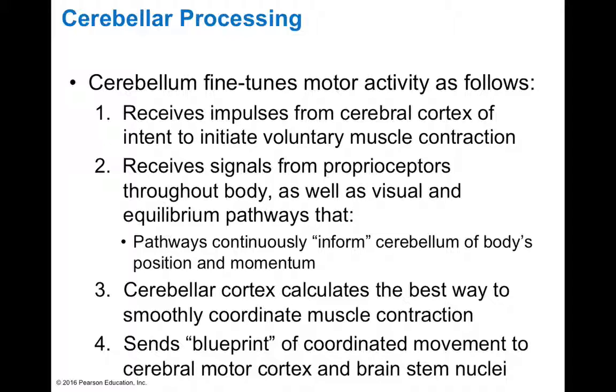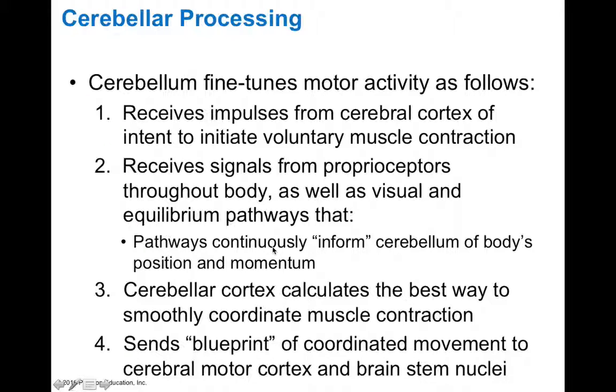So you might plan to grab a coffee mug, and you can actually initiate that movement by using the primary motor cortex, but ultimately it's the cerebellum that would fine-tune that motor activity. So it's going to receive impulses from your cortex and help initiate voluntary muscle contraction, and also receive signals from the proprioceptors around your body. That way the cerebellum can get input about where your body currently is, so that as you're carrying out the action, it can help to finely tune that activity. That way you can carry out the goal.